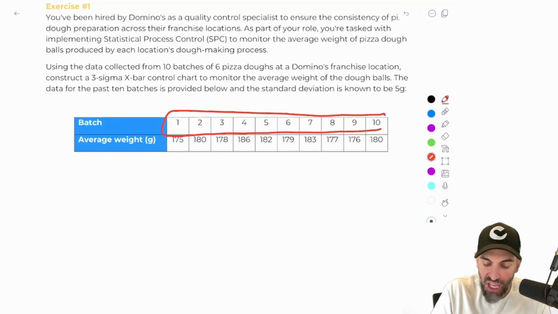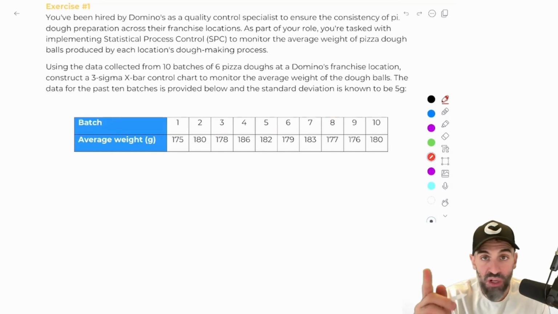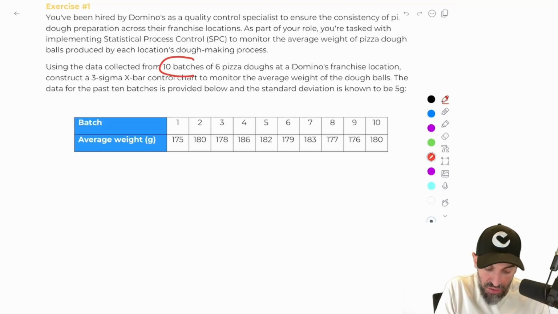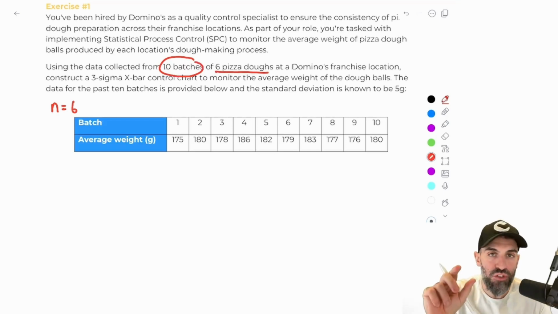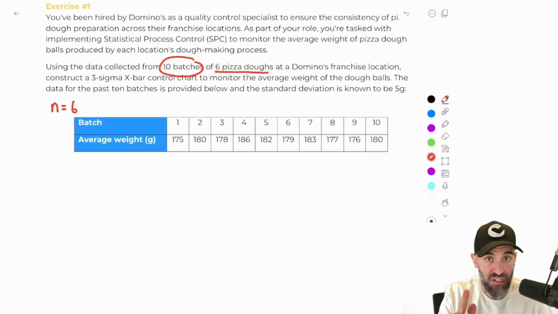Here, you have 10 samples. This is not one sample of 10 pizza doughs. This is 10 batches of 6 pizza doughs. So that's the first thing you want to make sure you're good with. The sample size here is 6. The sample size refers to how many units are there in one sample. 6. You just have 10 samples.